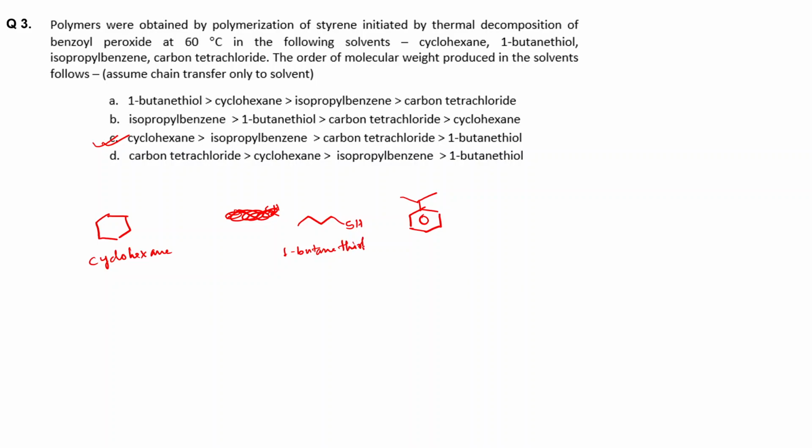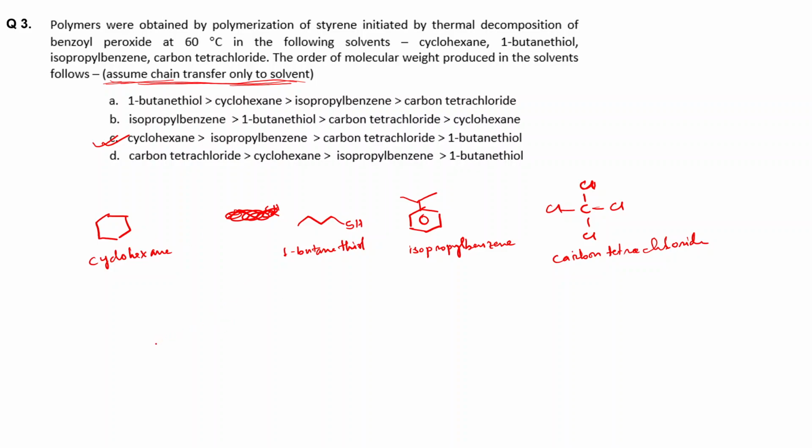This is 1-butanethiol. And this is isopropyl benzene, and the last one is carbon tetrachloride. If you follow the question, they have already said to assume the chain transfer is only to solvent. So the polymerization stops when the polymer chain transfers its radical to the solvent. Only then does the polymerization stop.